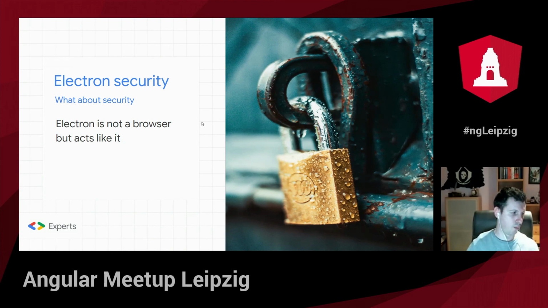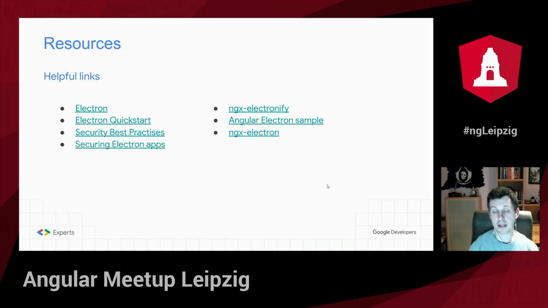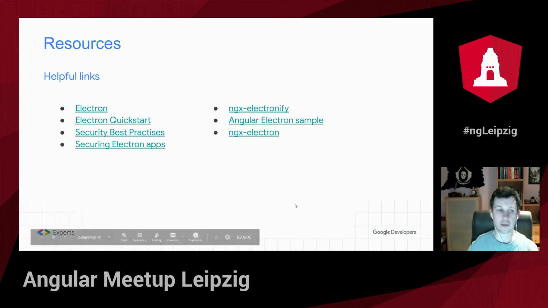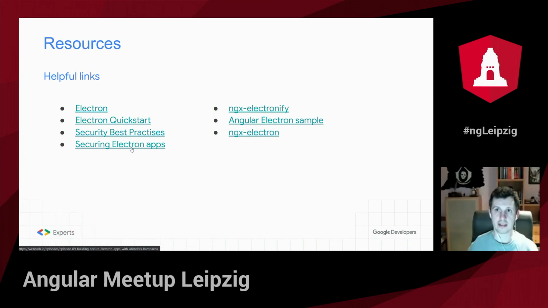So here are some resources that I think may be useful to you if you want to create an Electron and Angular application. I have put the security best practices, how to secure Electron applications. This is a talk that I did in the WebRAS podcast. The WebRAS is the Real Talk JavaScript podcast. And also a link to the NGX Electronify and my Angular Electron sample, which is more complicated.